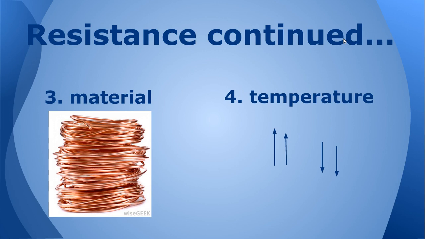Another factor is temperature. And there is a direct relationship between temperature and resistance. The higher the temperature, the higher the resistance. The lower the temperature, the lower the resistance. So that's why you might want to think about having your electrical appliances in a cool place. You want to make sure your computer has air circulating around it and things like that.